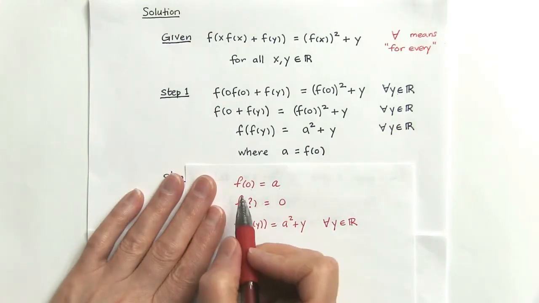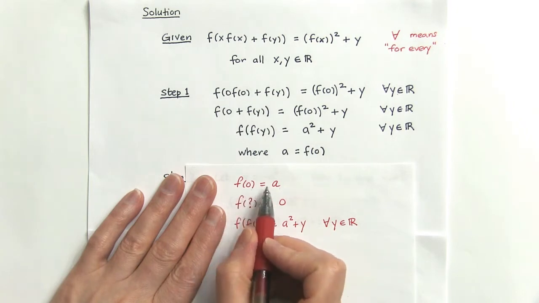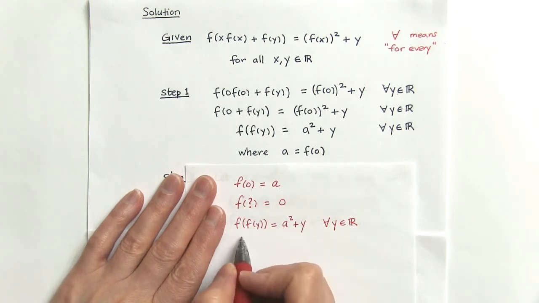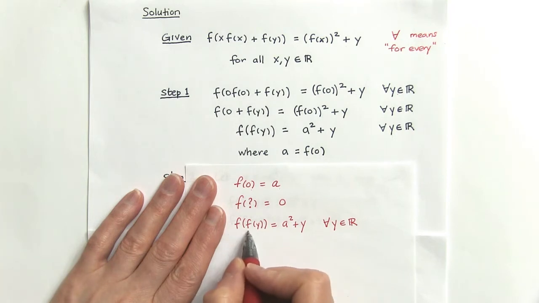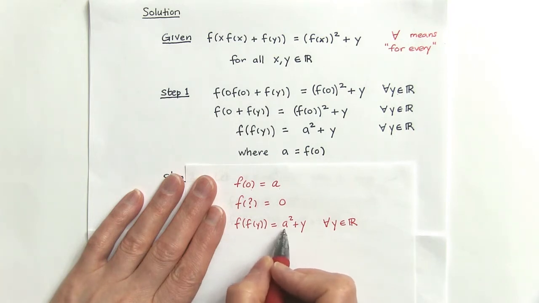So far, I've given f at 0 a name. I'm calling it a, and I know that for every real number y, f evaluated at f at y is a squared plus y.